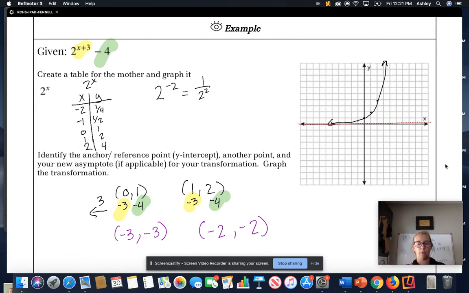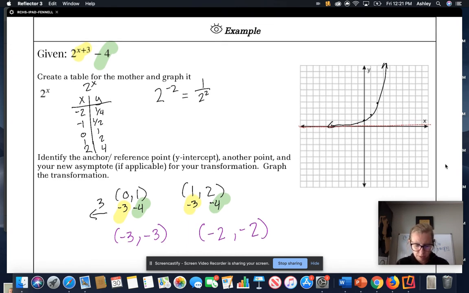So we're going to shift it down 4, right? 4 below our original asymptote. We're going to go down 4 and draw our new asymptote. So we have a reference, right? And then we're going to graph our 2 anchor points so that we can see what our new graph is going to look like.